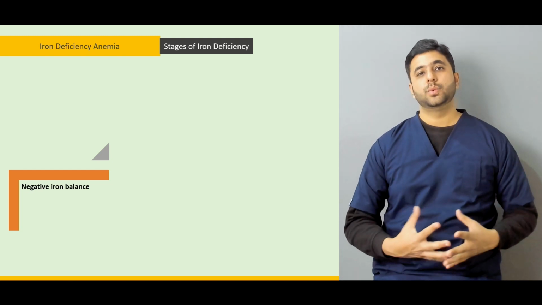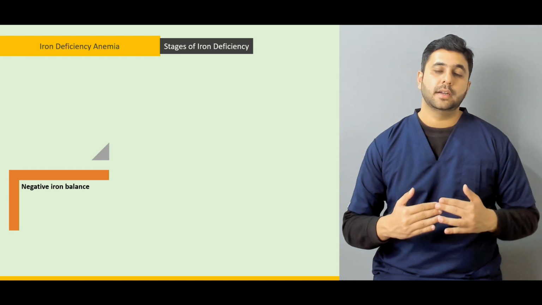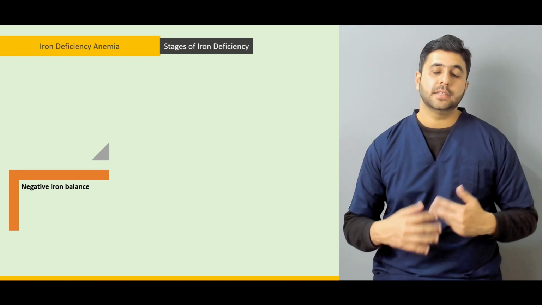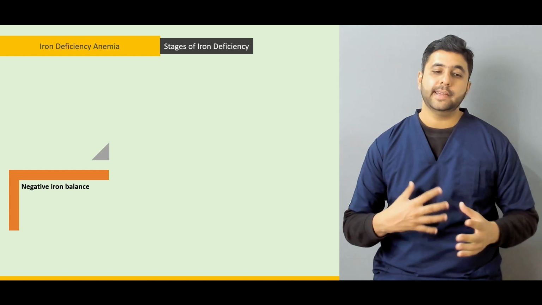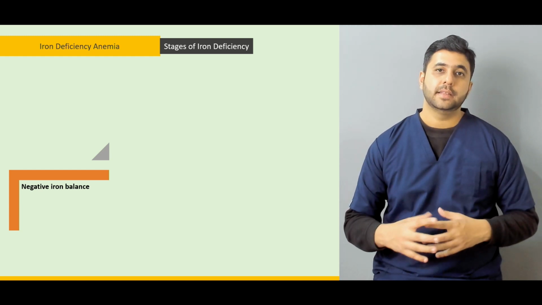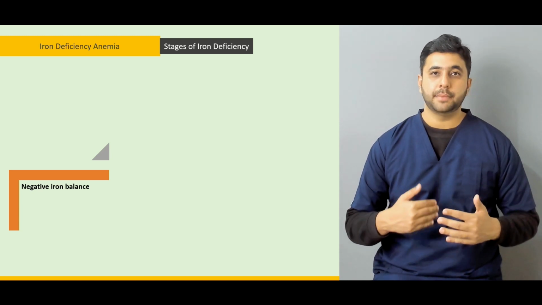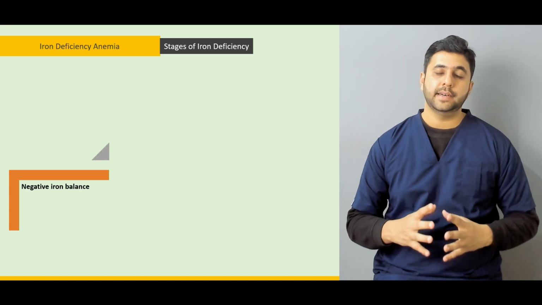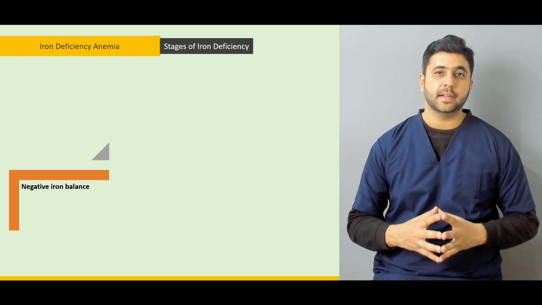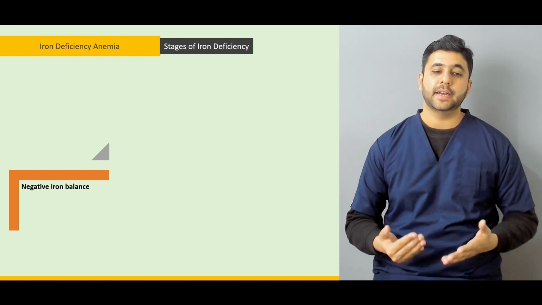Negative iron balance, as the name explains itself, is when the total utilization of iron is more compared to the supply of iron. So the body is in a negative iron balance. The demand and supply are not meeting; the demand is more but the supply is less. So that leads to a negative iron balance. And at this stage, we don't have any clinical symptoms or any indices which indicate a negative iron balance.